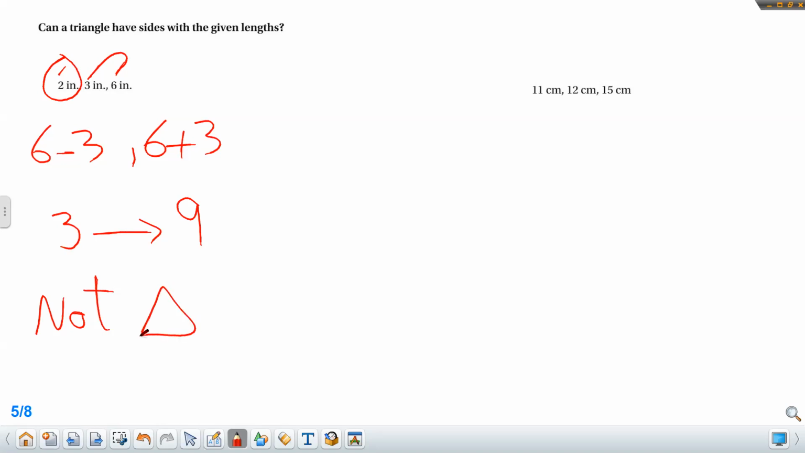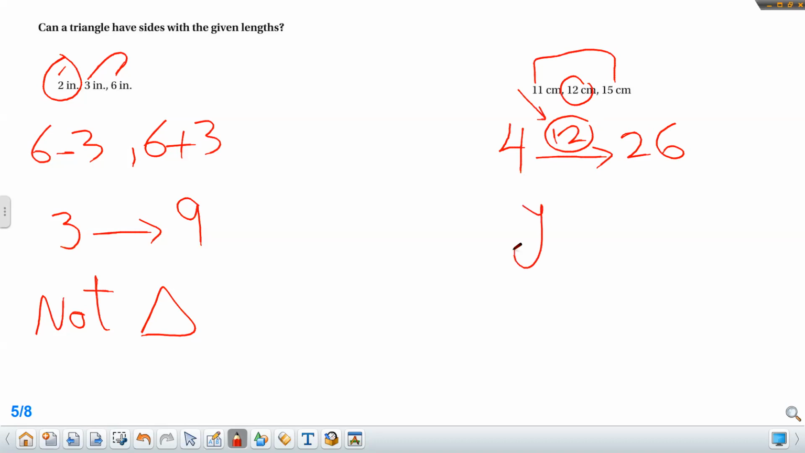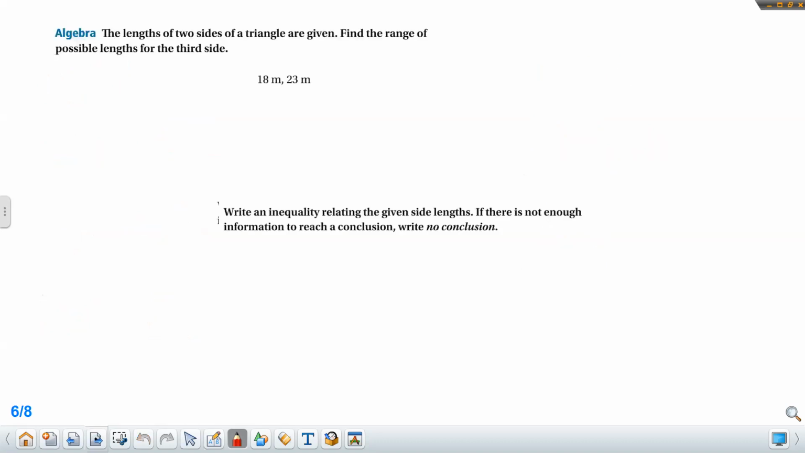Okay, the next one, the same idea. Select any two of the three numbers. For example, I will select 11 and 15. Subtract them: 15 minus 11 is 4, and 15 plus 11 is, good, 26. Is 12 included between them? Yes, between 4 and 26, there is 12. So we can say yes, we can form a triangle with sides 11, 12, and 15.